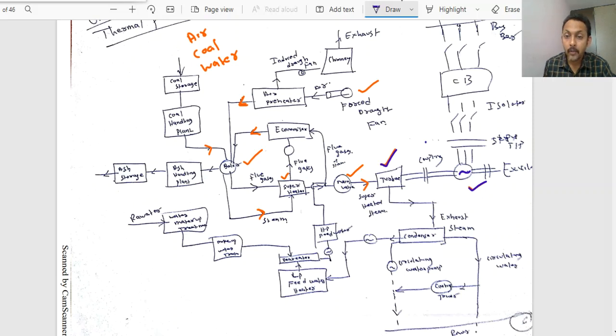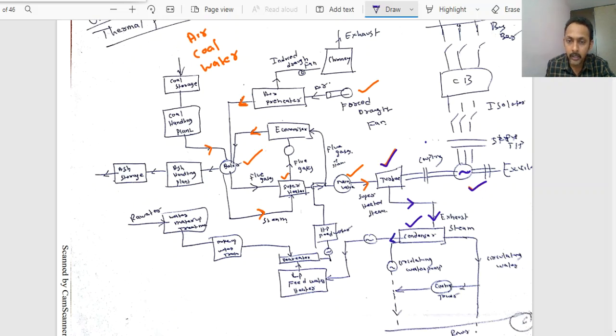Right. Now the steam, after having done its useful work, again that steam is to be converted back to the water, and that will be done with the help of the condenser. Here from the turbine output we are getting the exhaust steam, where the steam has done its useful work, right? Now this exhaust steam will be again, with the help of the cooling tower and condenser, converted back to the water.